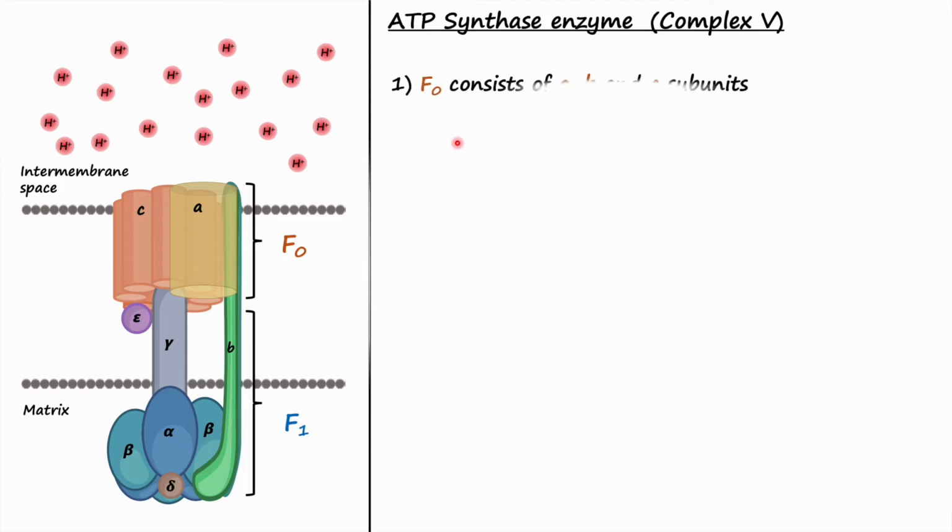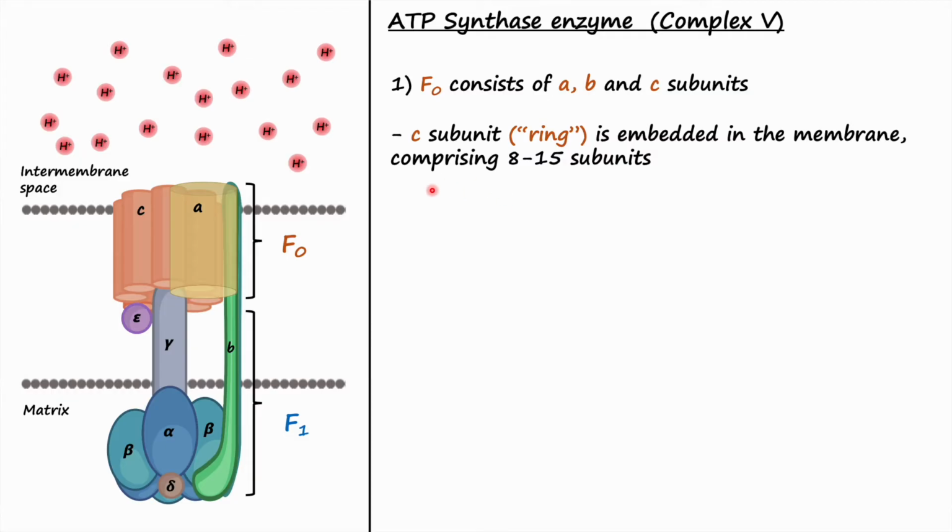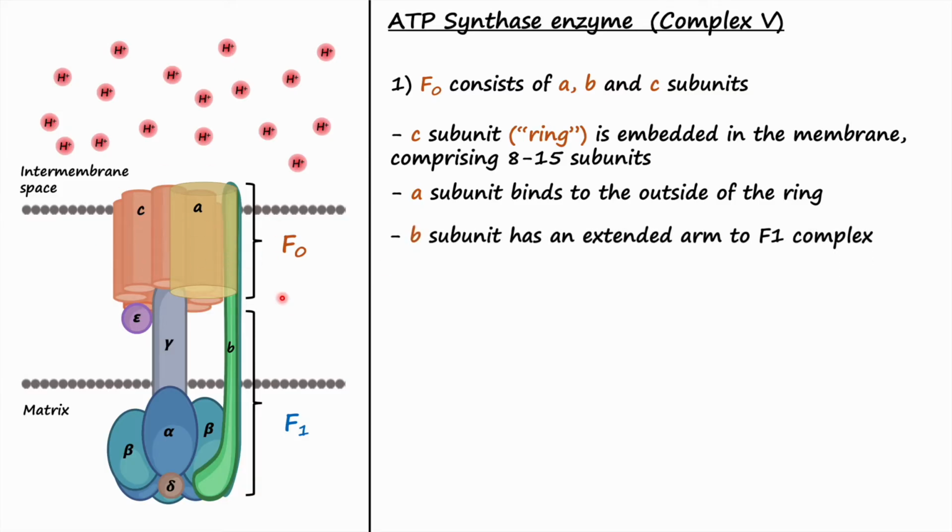The F0 complex consists of A, B, and C subunits. The C subunit, which is also called the C ring, here in the orange color, is embedded in the membrane, and comprises a cylindrical structure. They have around 8 to 15 subunits. The A subunit, in the yellow color, binds to the outside of the C ring or the C subunit. And there is also the B subunit, in the green color, which has an extended arm which is connecting to the F1 complex.